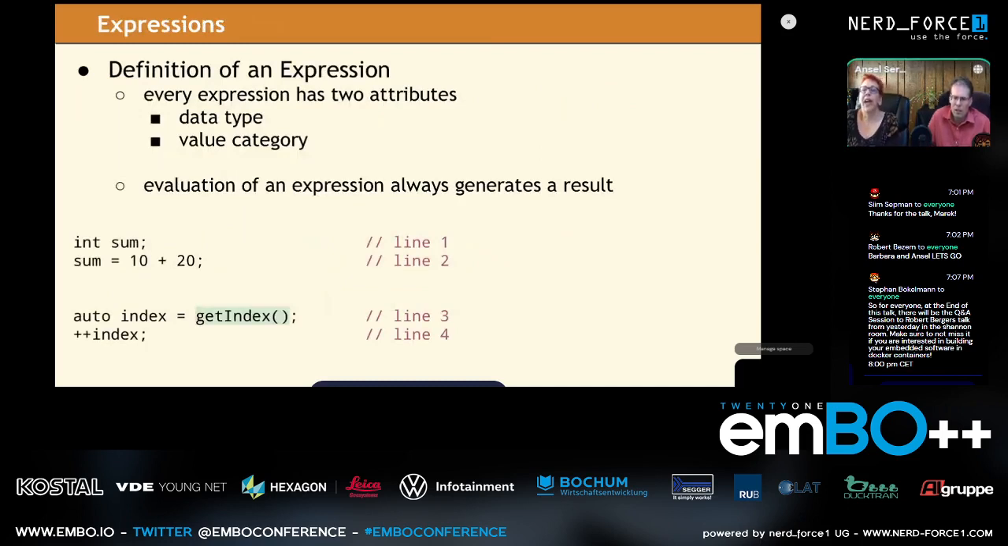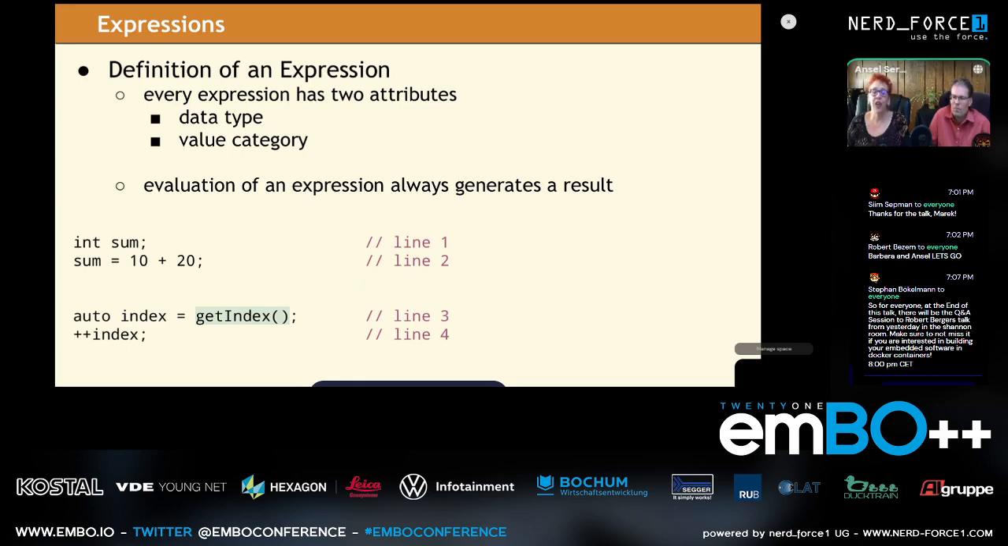So now let's take what we have and start combining everything together because we are getting closer to parameter passing. But first we need to talk about an expression. So now an expression is the combination of a data type and a value category. And remember, a data type are the values and the operations. So why an expression is important is the evaluation of an expression always generates a result. And it is the only thing in C++ that does generate a result.